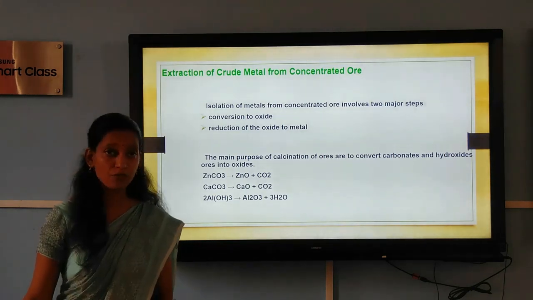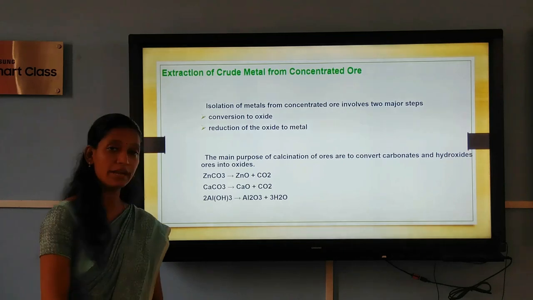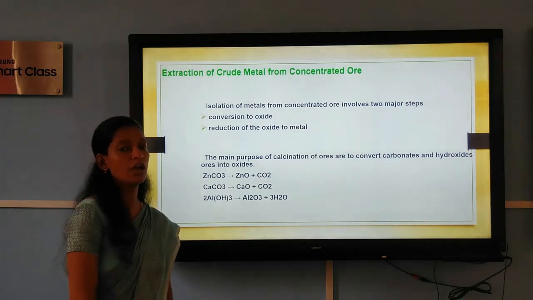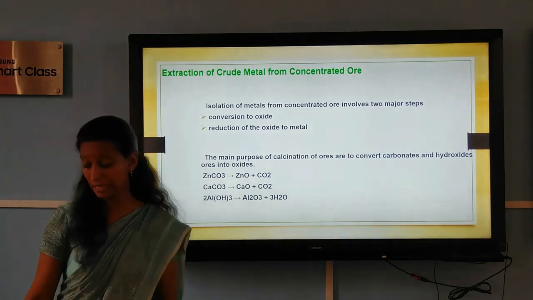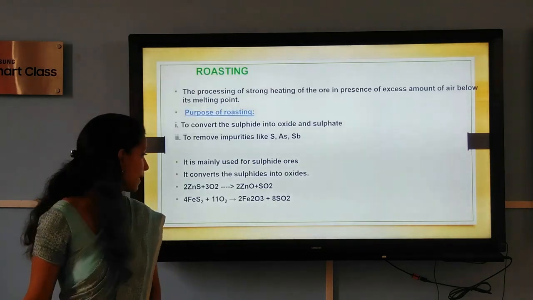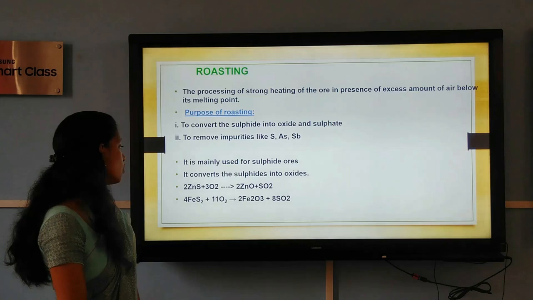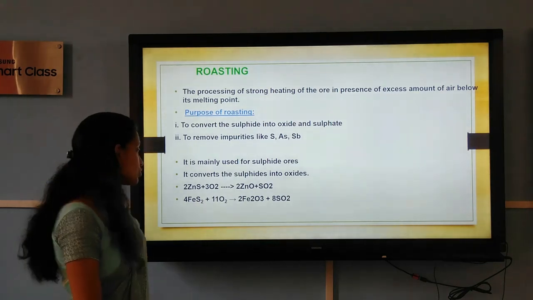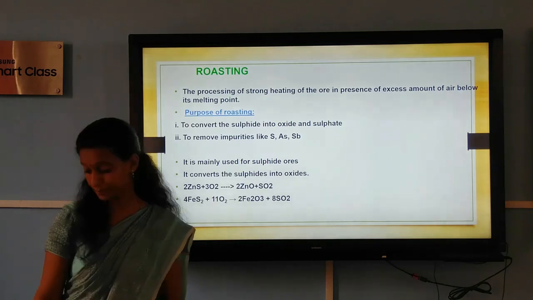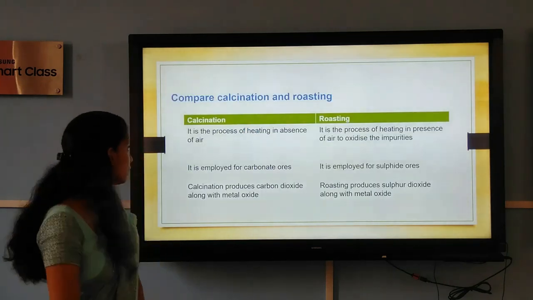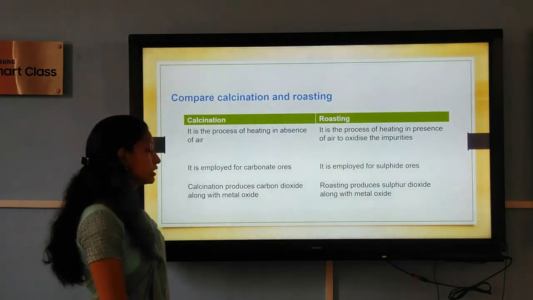If the ores are sulfides, generally the method adopted is called roasting. Roasting is done in a sufficient supply of air so that gases like SO2 get expelled. If the ore is zinc sulfide, you treat it with oxygen, you get zinc oxide, and sulfur dioxide gas is expelled. These are the differences between calcination and roasting.